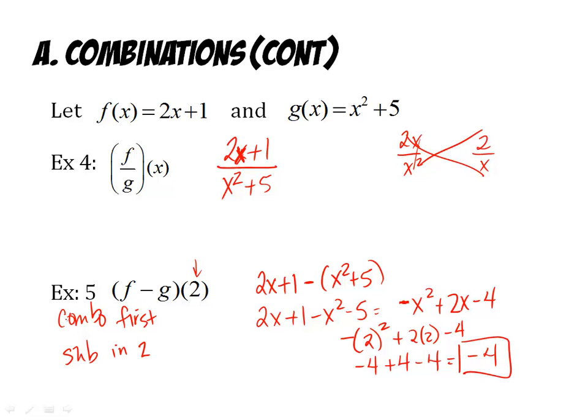So you can see you're going to do the combo first, and then you sub in whatever number they give you, if that's the case. Okay, it could be addition, subtraction, multiplication. You do the combination first, then substitute in.